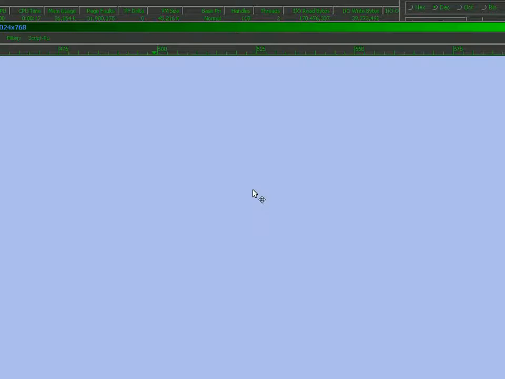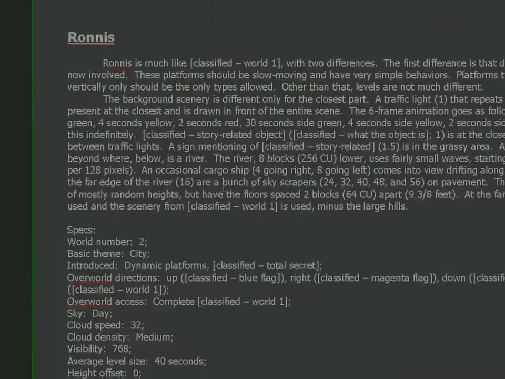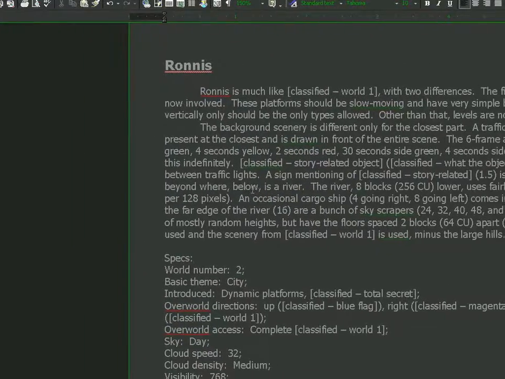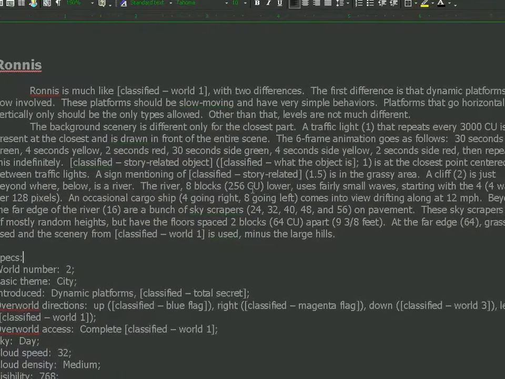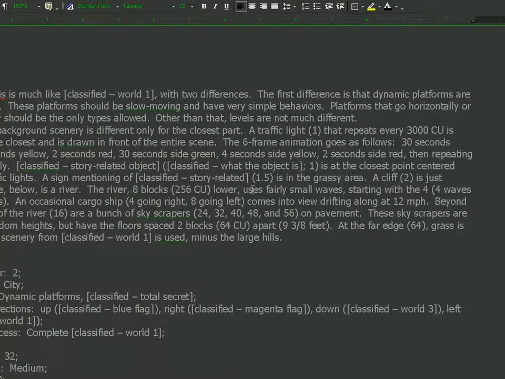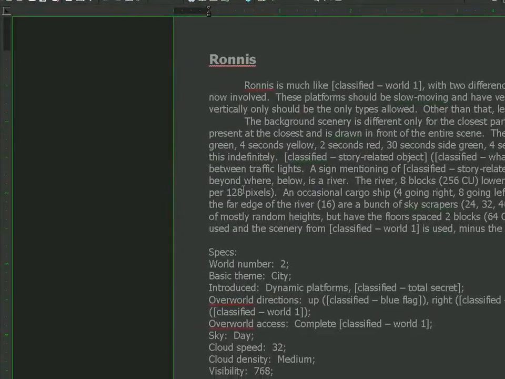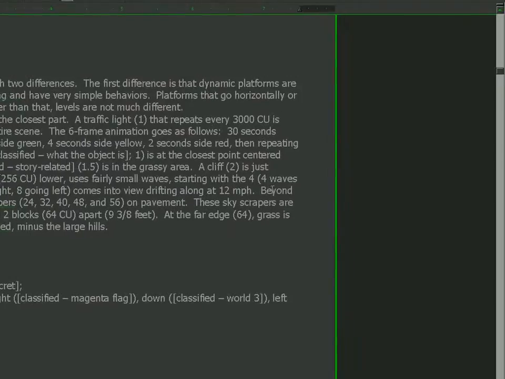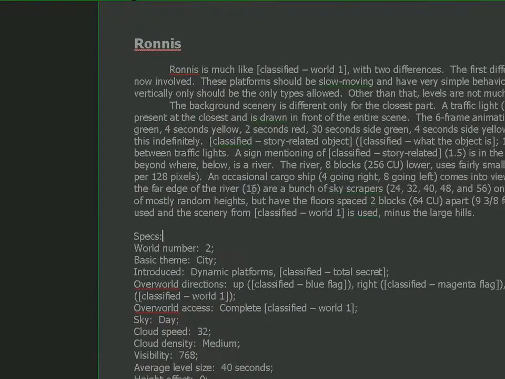Remember the base main thing from earlier? Now, we've reached 2. Gotta go check the design document. Below is a river. The river, 8 blocks lower, 256 coordinate units. That's about 37.5 feet. Uses fairly small waves. I've got to figure out where it ends at. Beyond the far edge of the river, 16. Okay, so that's where the river ends.